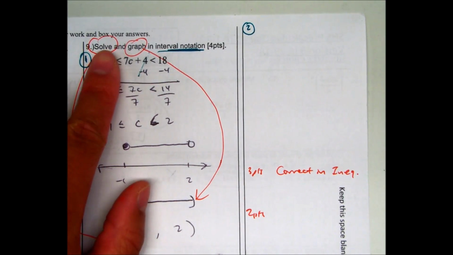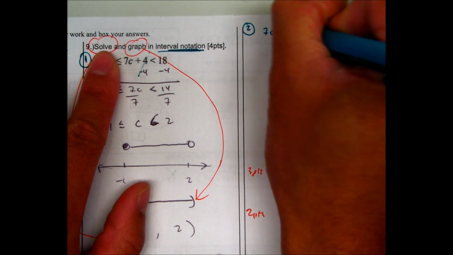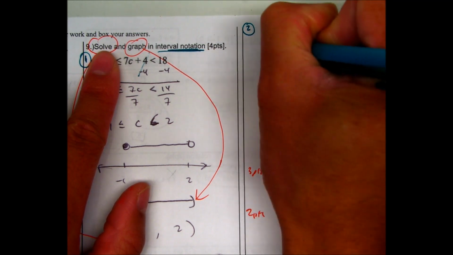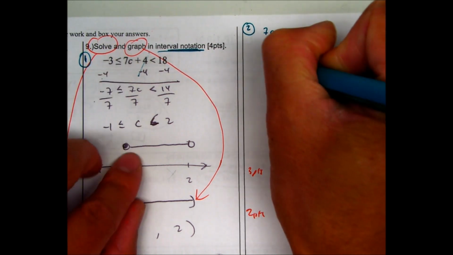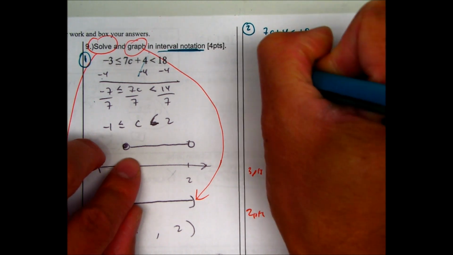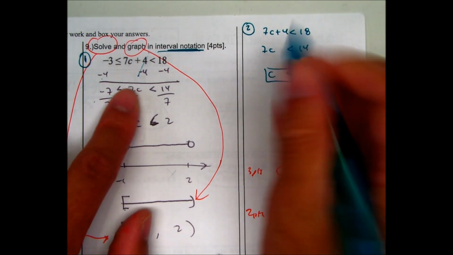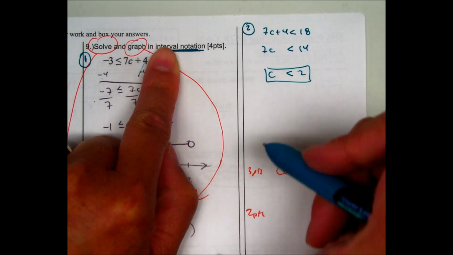Second way you could have solved this problem, let me show you guys. Just use your finger. 7c plus 4 is less than 18. Subtract 4 from both sides. Divide by 7. You get c is less than 2. Take your finger, cover up that side.